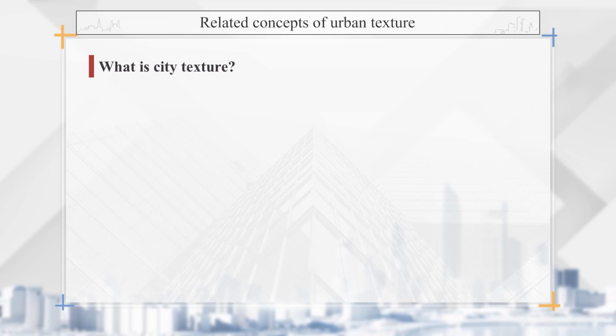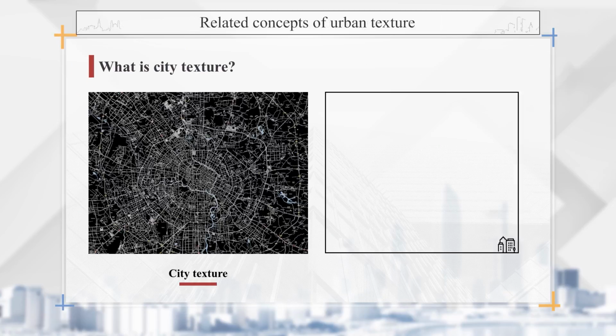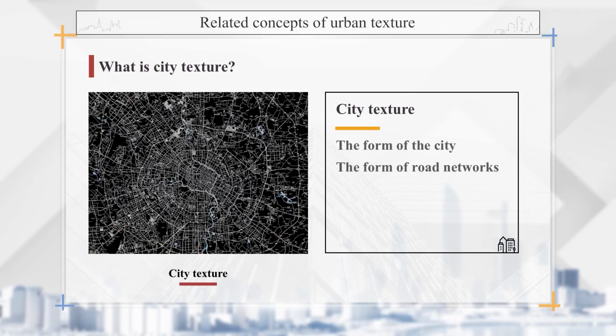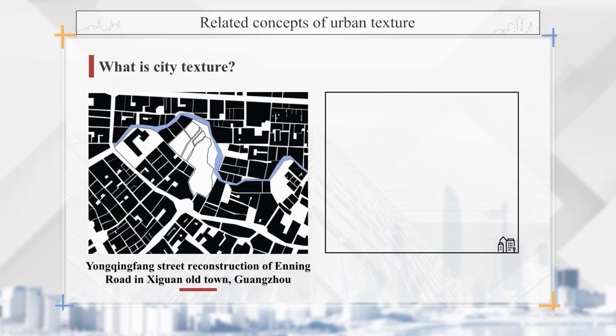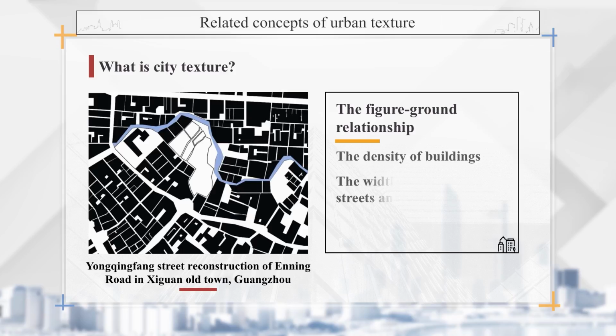What is city texture? City texture is the exterior expression of the city, including the form of the city, the form of road networks, the scale of blocks, the scale of buildings, the mode of combination, etc. It is a collection of architectural volume and public open spaces in a district, which embodies a series of geometric features. The figure-ground relationship can reflect the texture of the city.